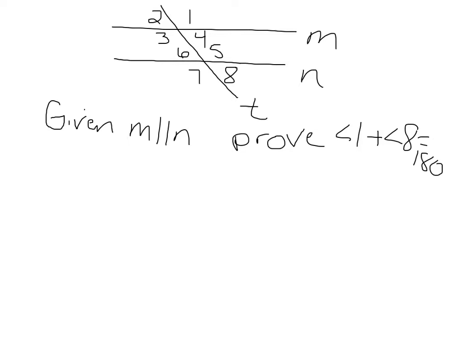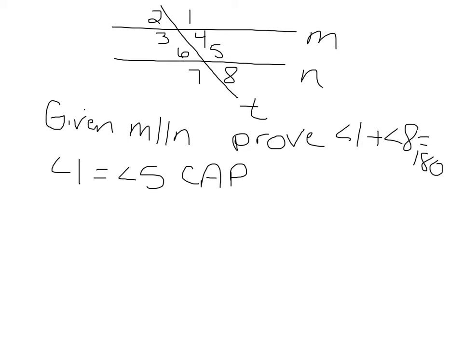So, given that I have parallel lines, I should use CAP. CAP states that if I have parallel lines, then corresponding angles are equal. So, angle 1 is equal to angle 5 by CAP. I had parallel lines, so the corresponding angles are equal. 1 and 5 are corresponding.